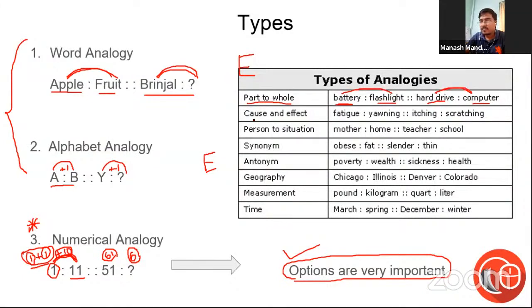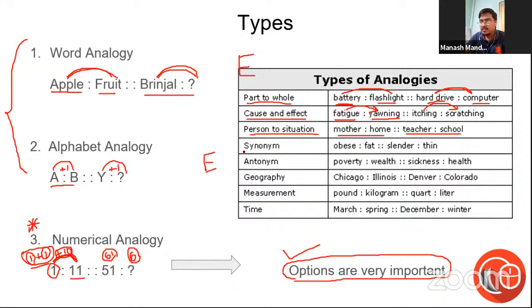The second type of analogy can be of cause and effect. For example, fatigue, yawning. Fatigue is the cause, and the result is yawning. Itching, the result is scratching. The third is the person to situation relation. For example, mother, home, teacher, school.